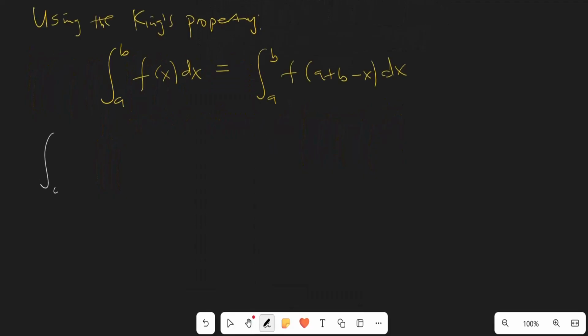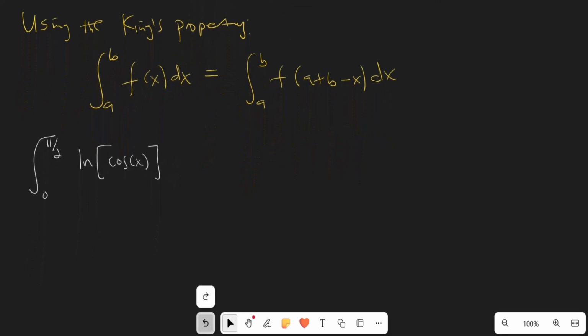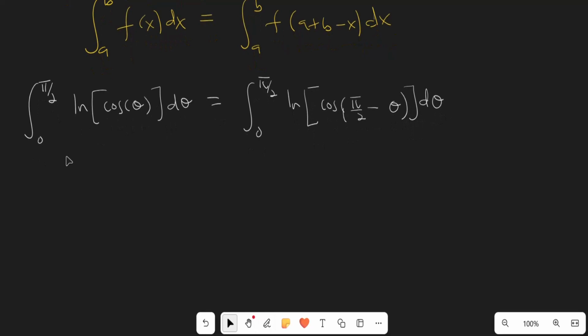So the integral from 0 to pi over 2 of the natural logarithm of cosine of x dx. There are thetas, sorry about that. So the integral of the natural logarithm of cosine of theta d theta, using the King's property, is going to be the integral from 0 to pi over 2 of the natural logarithm of cosine of pi over 2 minus x. Our x here is theta, d theta. So we can call this one I.